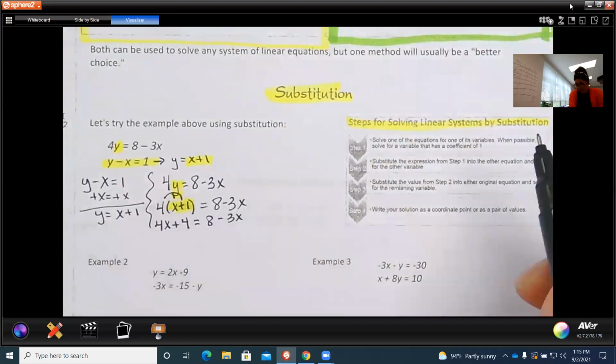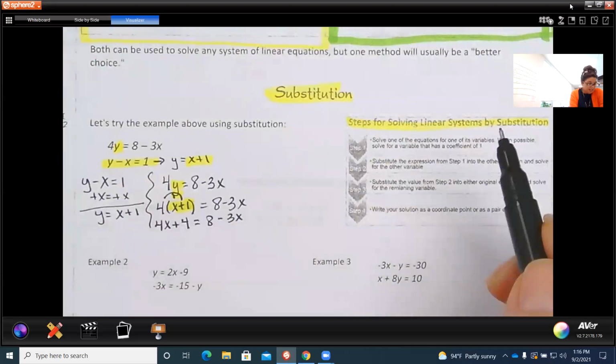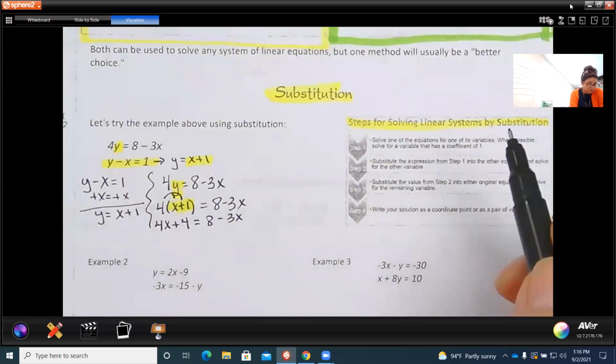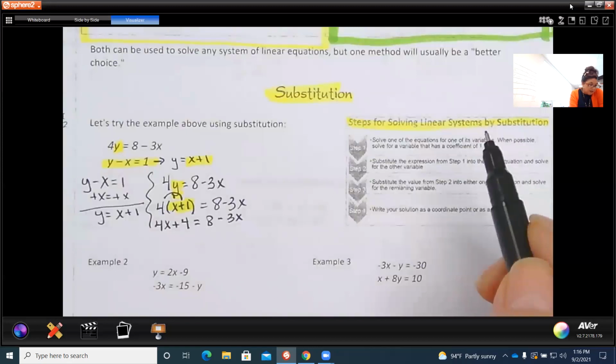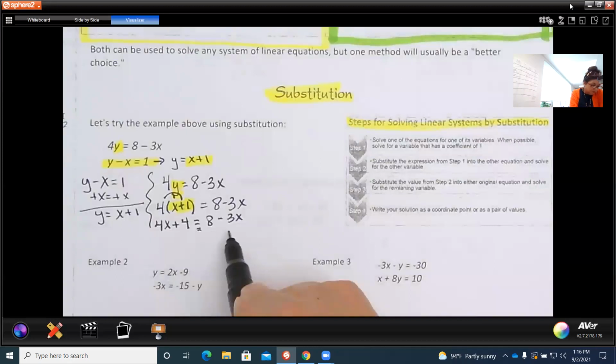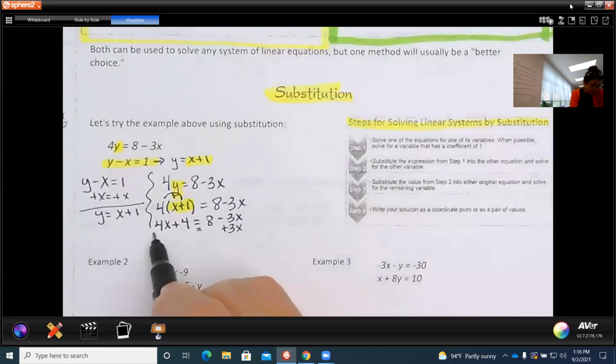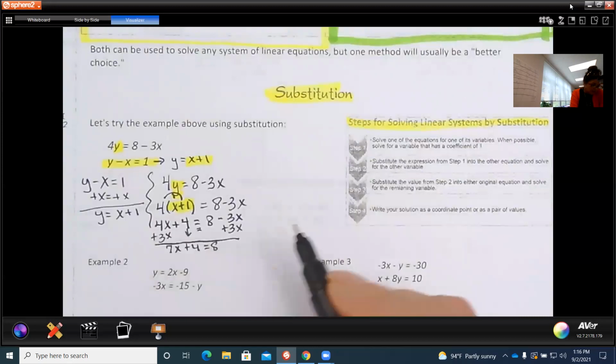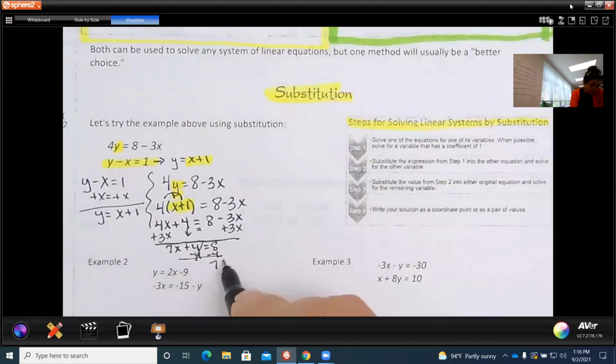Since I have x's on the left side and x's on the right side, can I get them both on the same side? Yeah, okay. I like to do that first and keep it positive. So if that was my goal, what would I do? Add 3x to both sides. So 4x plus 3x is 7x plus 4 equals 8. Now what? Subtract 4. So we have 7x equals 4, divide by 7 and x equals 4/7.